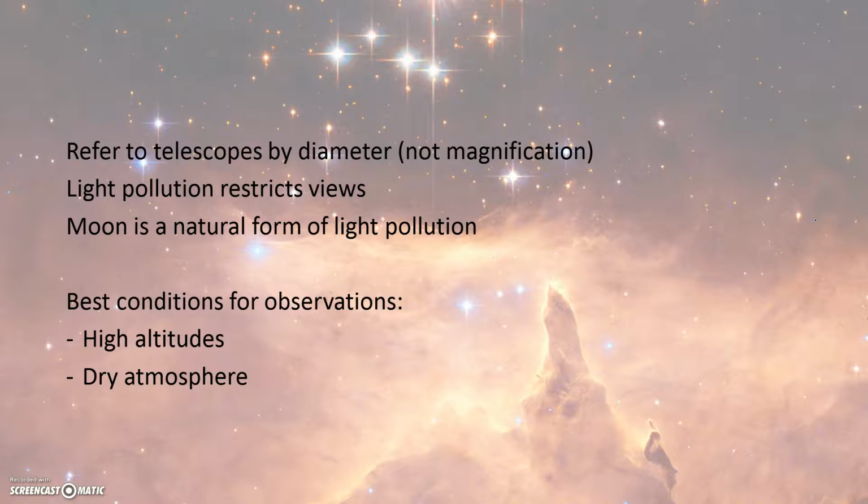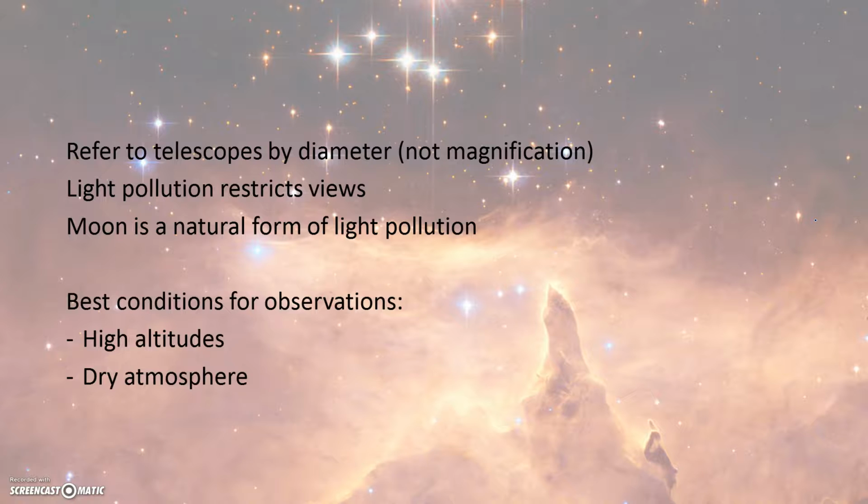Light pollution is something that's going to restrict your views, and light pollution is given off from any nighttime lights, so outside street lamps, or the ads and the lights from all the businesses. The moon is a natural form of light pollution. It can help us by giving us a little bit of something to see when it's not full. But when it's full, it makes it hard to see everything we want to see.